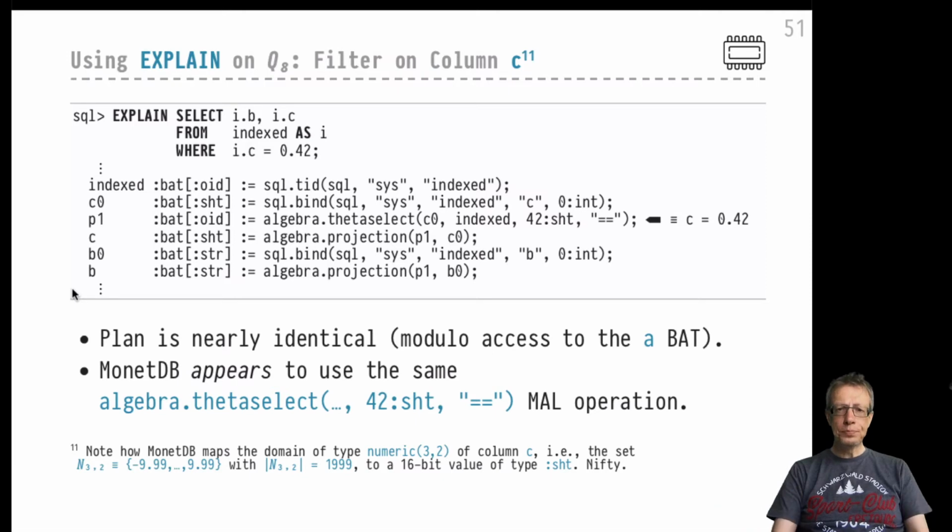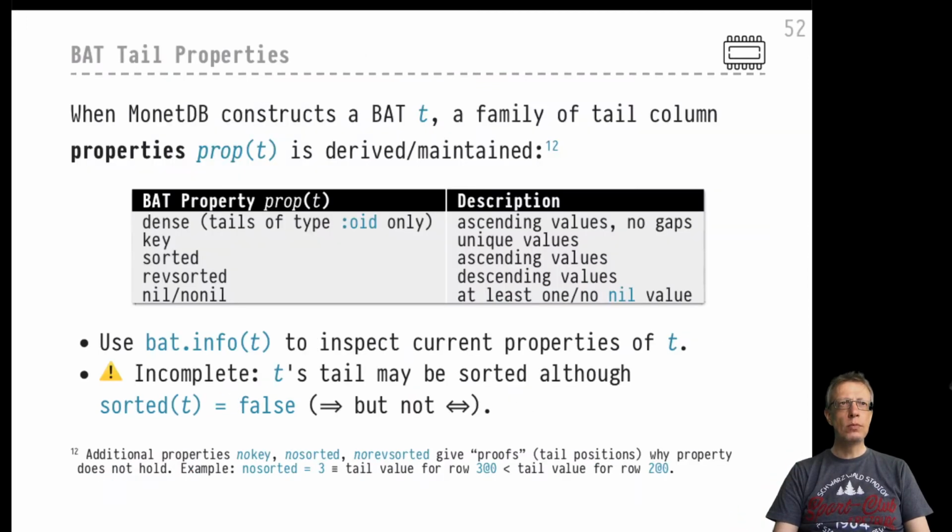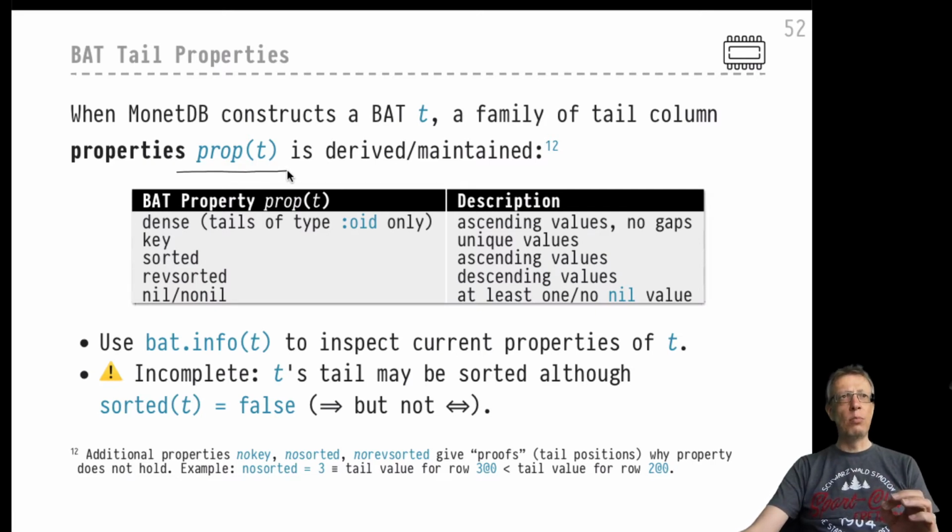Are these cool characteristics of the columns just going unused? And the answer is no, they're not. Okay, of course we hope so. There's something that MonetDB maintains internally automatically, and this is interesting properties that the value distributions in the BAT tail columns exhibit. All right, so for each BAT t, there is also something maintained internally that's called prop t, the interesting properties that the tail column of BAT t possesses.